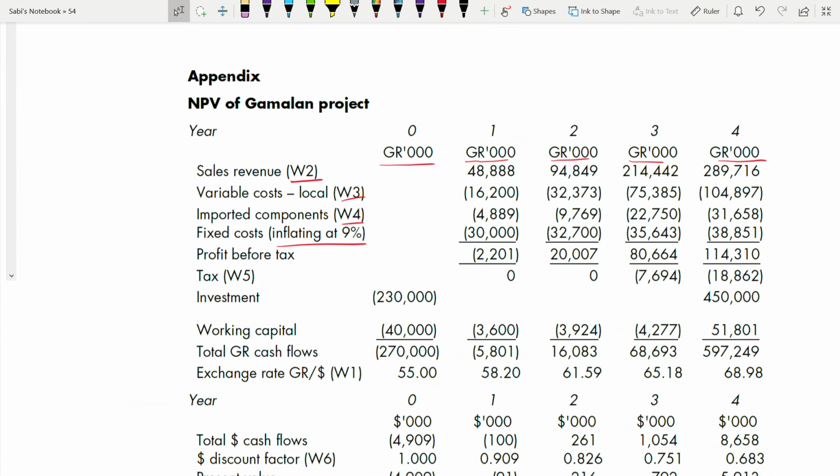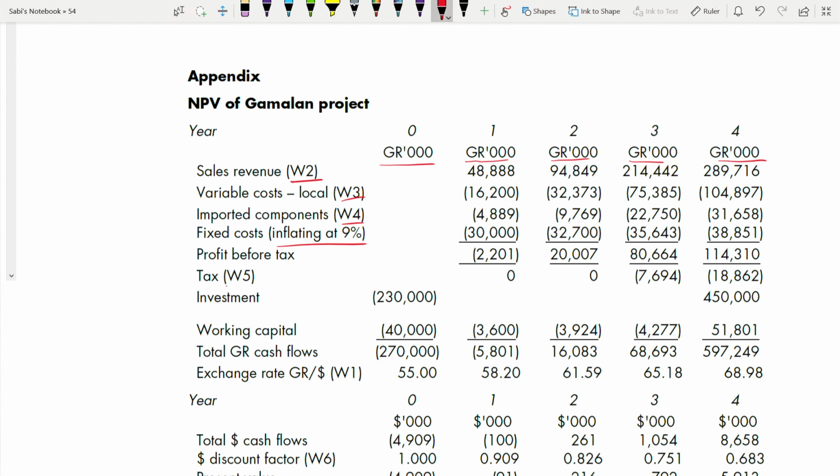Wherever inflation is there, old inflation is there. So the 30,000 you inflated by 9%, and then 32,700 inflated by 9%. Every year you keep inflating by 9%. Then the amount which you get is profit before tax, and after that, tax.